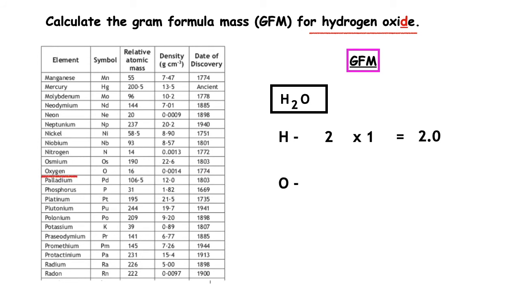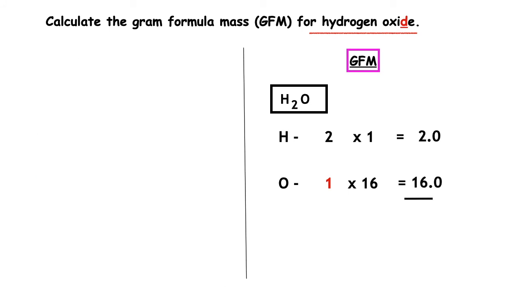Oxygen, symbol O. How many have we got in the formula? There's no number after it, which means we've only got 1. We look up the relative atomic mass using page 7, which is 16. 1 times 16 equals 16. When we add these two numbers up, we get a gram formula mass of 18 grams.